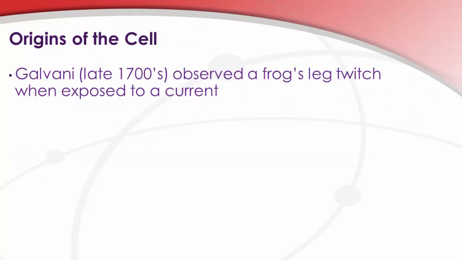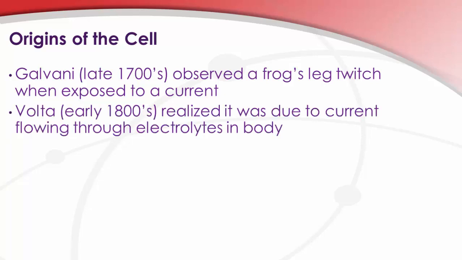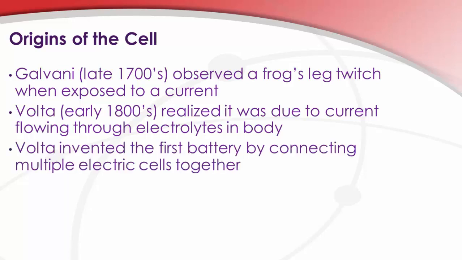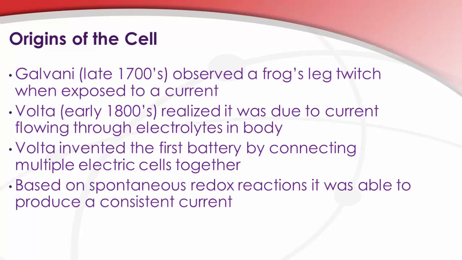So back in prehistory times, Galvani exposed a frog's leg to a current and noticed that it would twitch. And less than 100 years later, Volta figured out that this was due to current flowing through what we call electrolytes in the body. And he went further and developed the first battery based on connecting a series of electric cells together. And we now know that it's a set of spontaneous redox reactions that produce a consistent current from this battery.